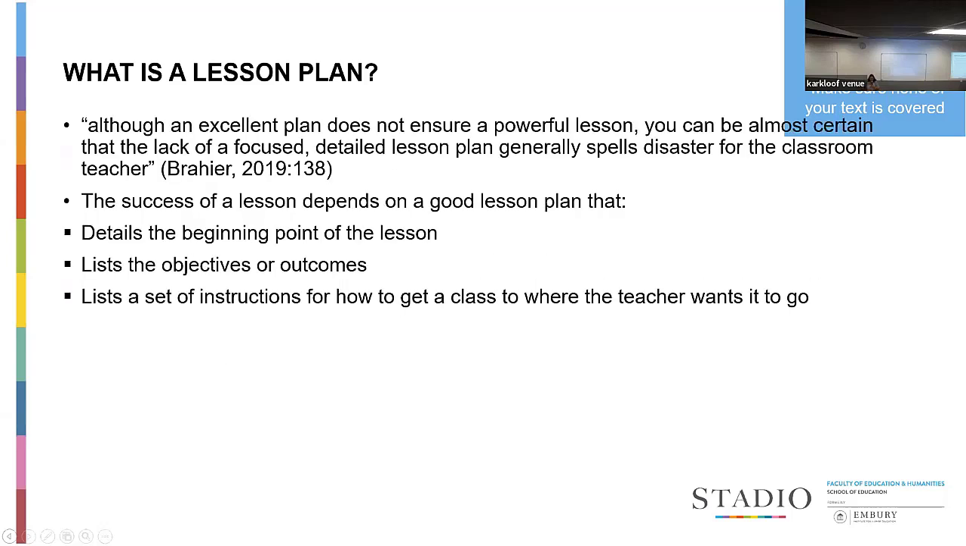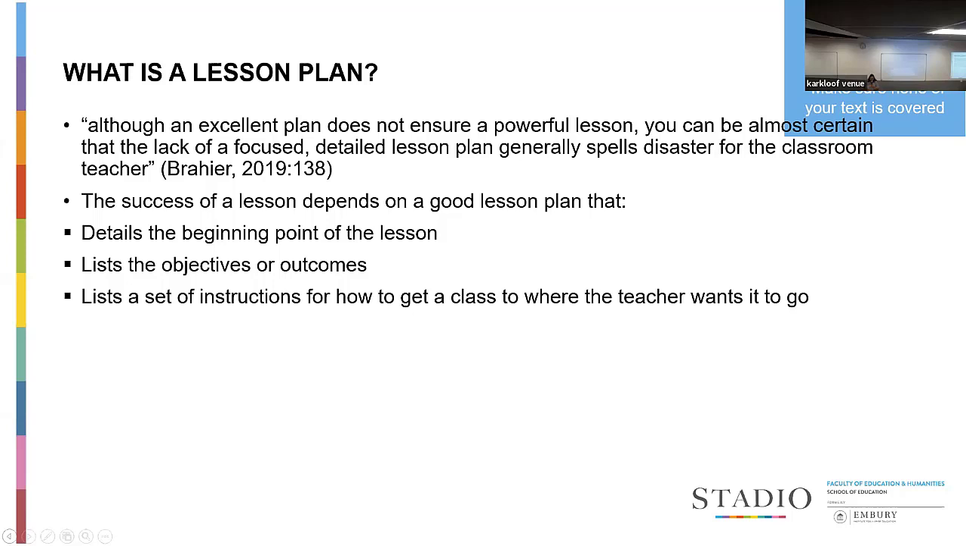You will notice then that lesson plans need to be quite detailed. Again, Brahia reminds us that although an excellent plan does not ensure a powerful lesson, you can be almost certain that the lack of a focused, detailed lesson plan generally spells disaster for the classroom teacher.